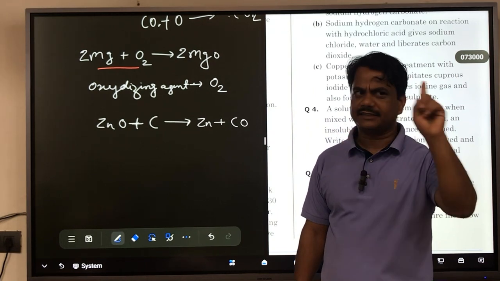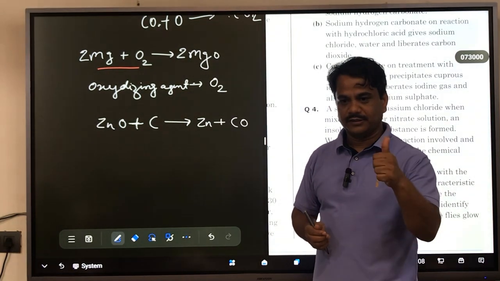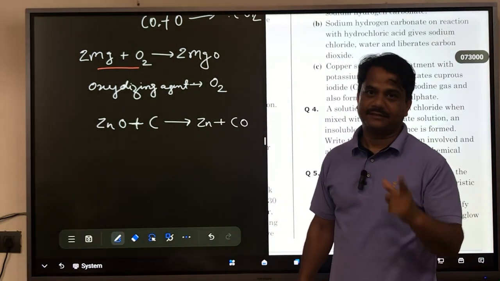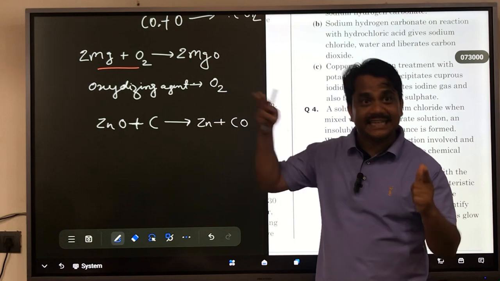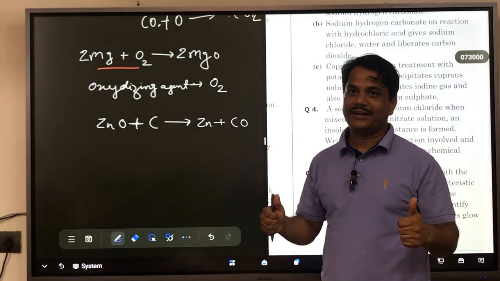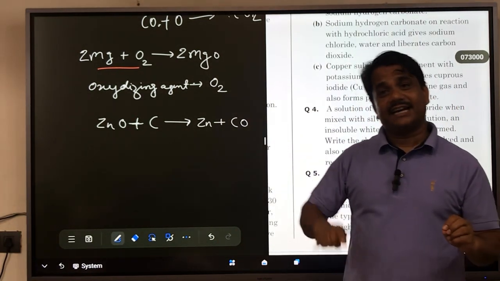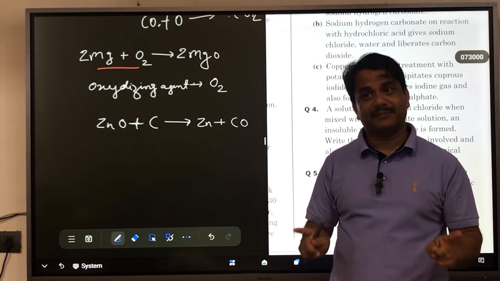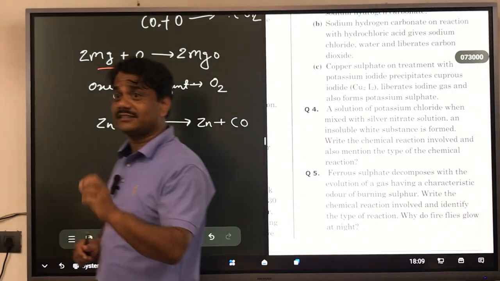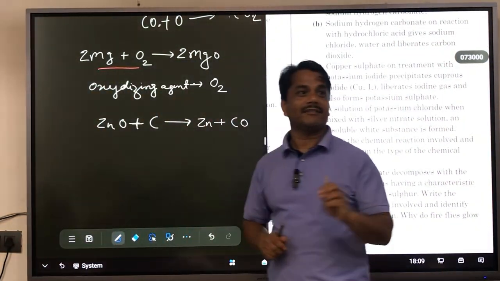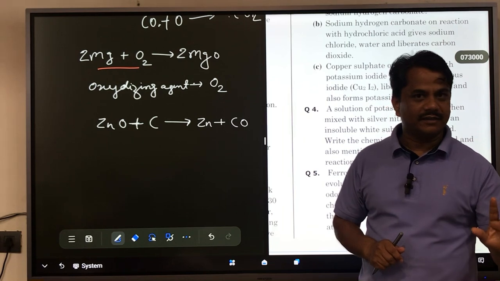So all of this we can explain in the single equation. Oxidizing agent. Reducing agent. Reduced. Oxidized. Clear? Finally, this reaction is redox because oxidation and reduction are taking place in the same reaction. When reduction and oxidation take place simultaneously in any chemical reaction, the reaction is categorized as a redox reaction. Got it clear? Redox reaction.